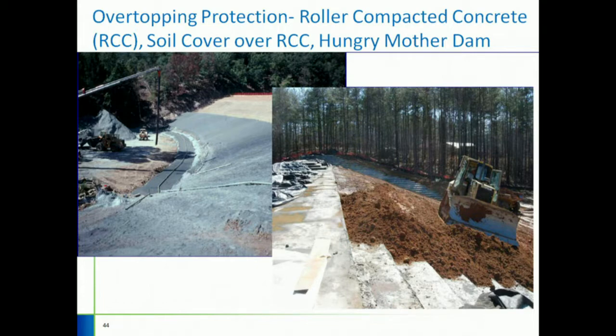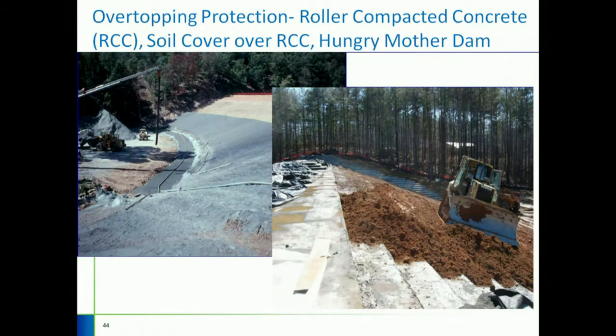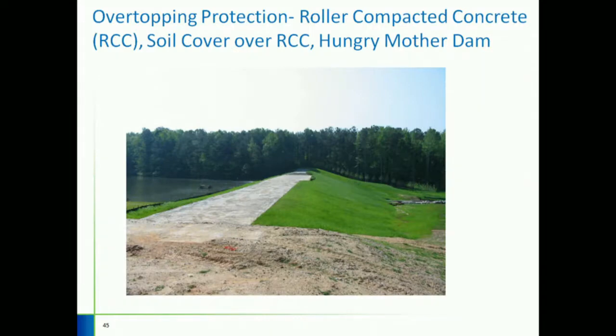Depending on the project and the requirements of the project, sometimes you may choose to leave the RCC as it is or choose to place soil over it. So if the overtopping protection mechanism is expected to be used, say, every 50 years or every 100 years, and if you place soil around it, it will be eroded only every 50 years, so it may not be a problem. But if overtopping protection is required every so often, then it may not make sense to place the soil material over it. But for environmental reasons or aesthetic reasons, sometimes you may choose to place the soil and the vegetation. This is from a Hungary mother dam.